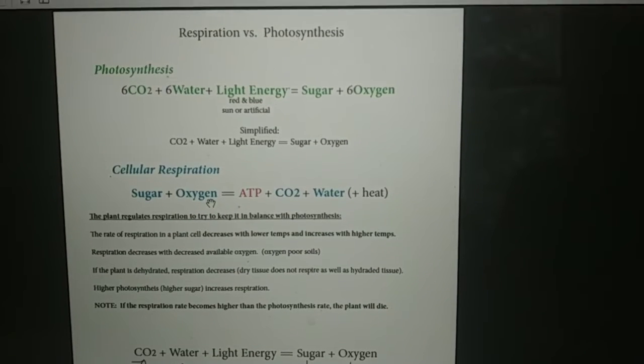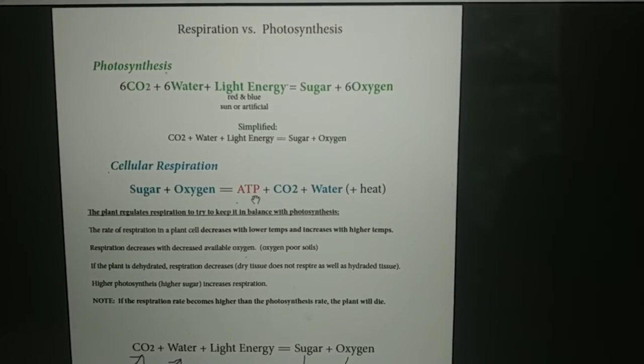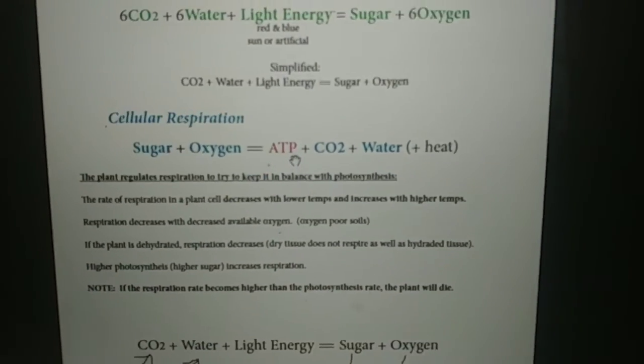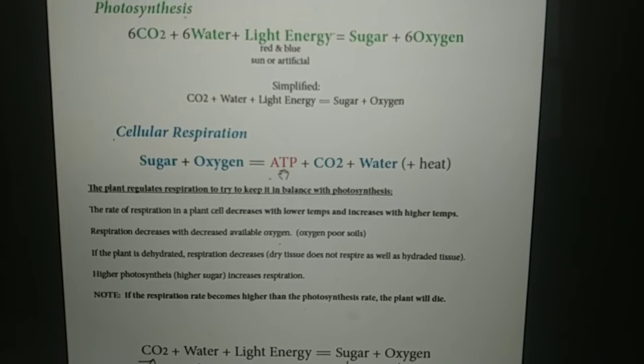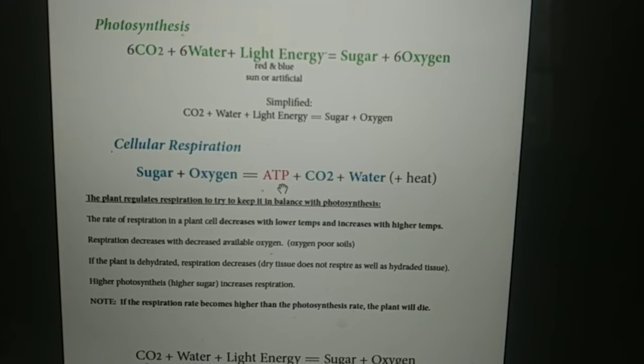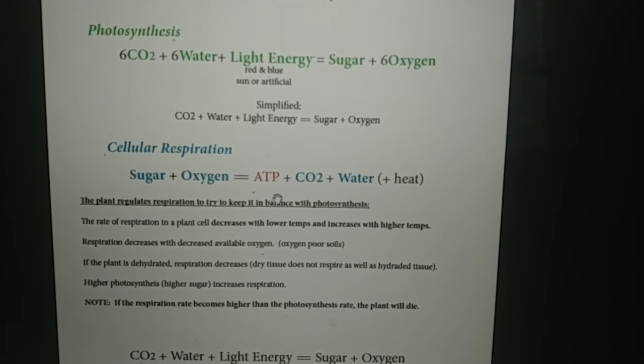Okay, so respiration makes ATP. Do you remember ATP? Adenosine triphosphate. But you really don't have to know the long name, just ATP. ATP is the substance that fuels all biological processes.